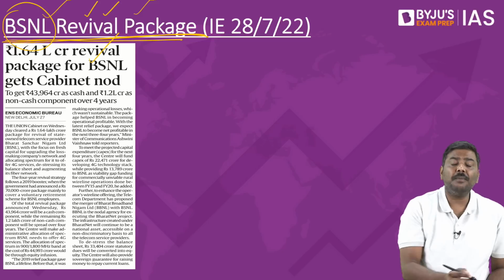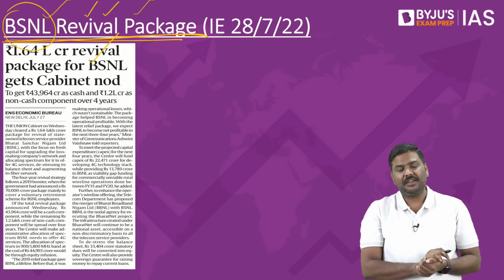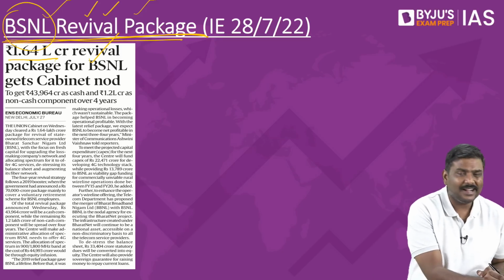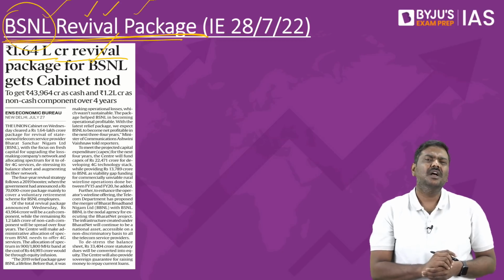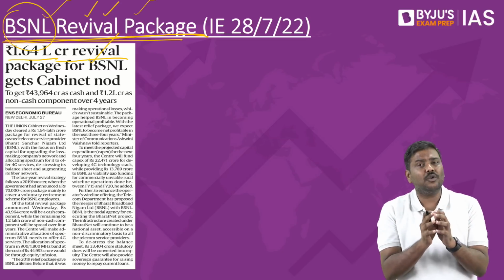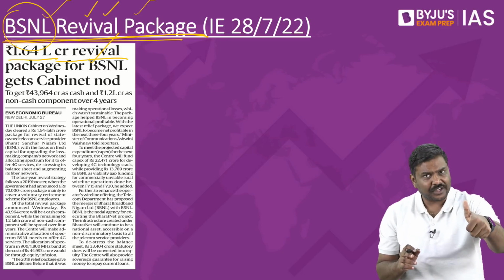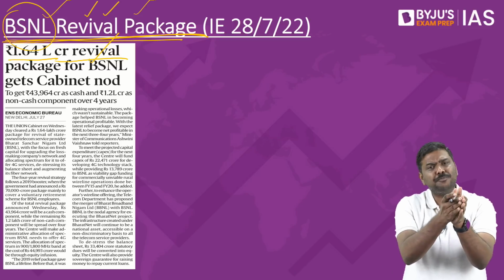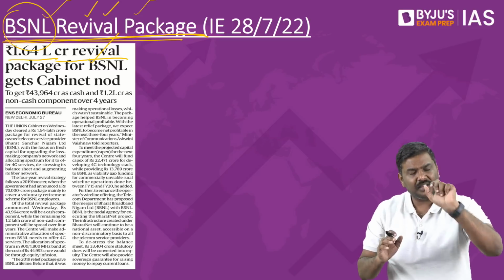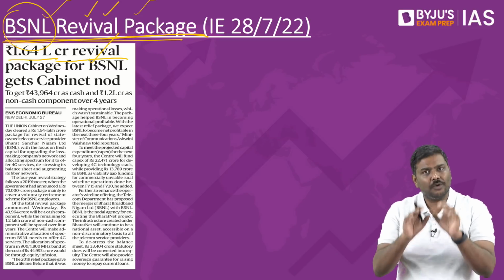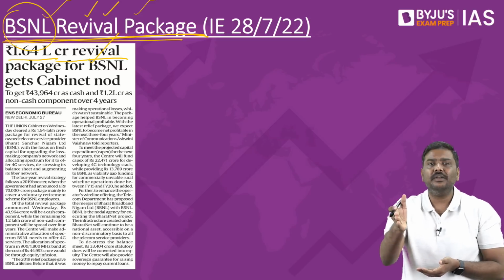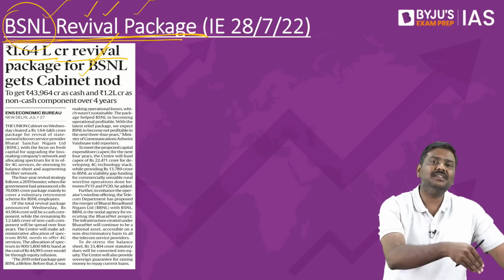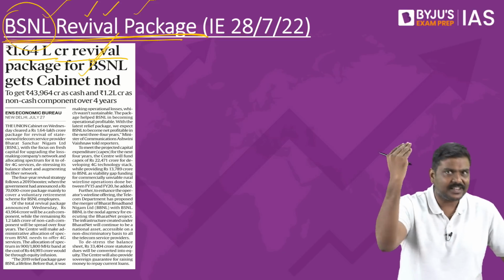Now what has been proposed under this latest revival package? The total amount that has been proposed is 1.64 lakh crore rupees. But please remember this, all this 1.64 lakh crore rupees, one, is not in the form of cash. And second, it will not be provided in a single year. This has been spread over multiple years, that is 4 years. And Government of India's document simply says that by 26-27, they expect with this revival package that BSNL will start making profits in the next couple of years.